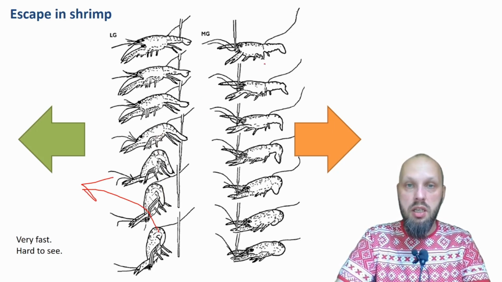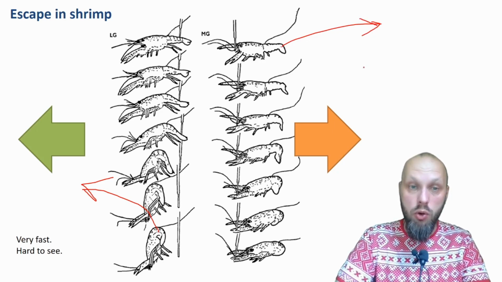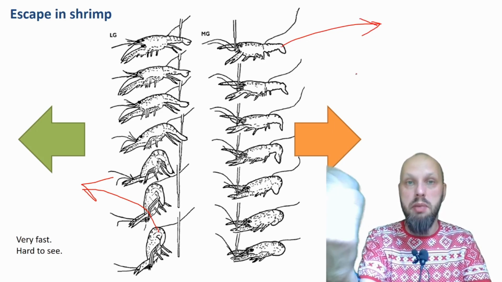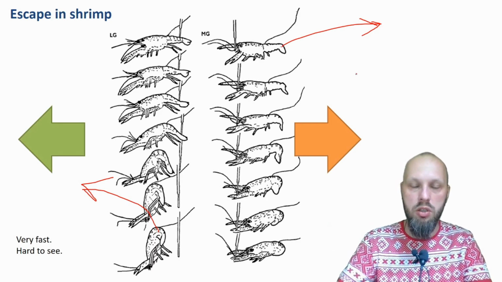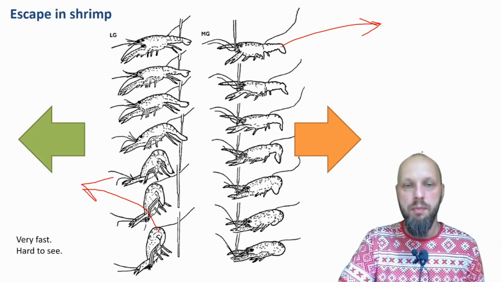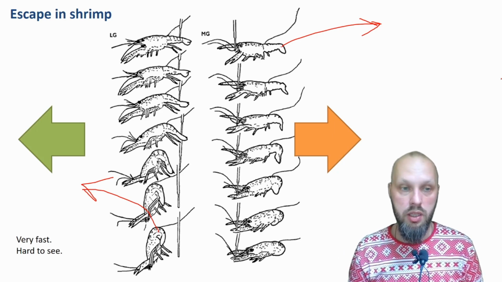So it has this escape maneuver, which is actually two different maneuvers. Both are very fast, and both involve bending the tail, but the tail is bent in two different ways, depending on whether it needs to escape forward or backwards. And yeah, it results in two different escape maneuvers.